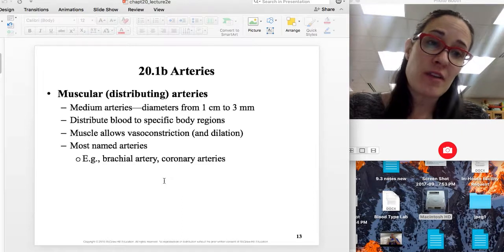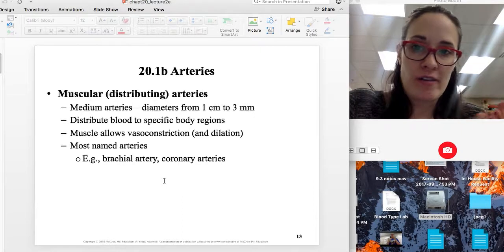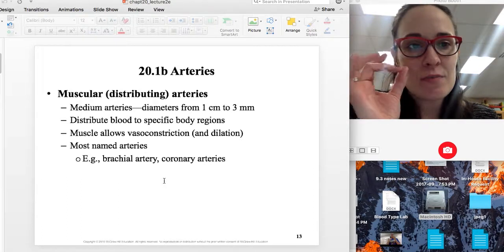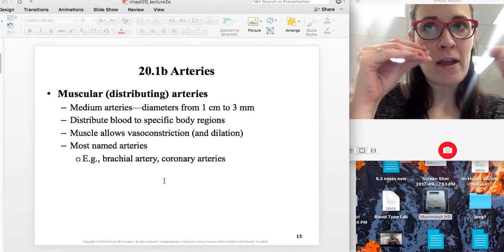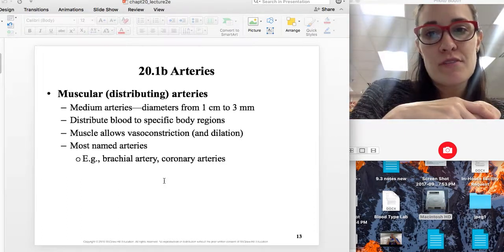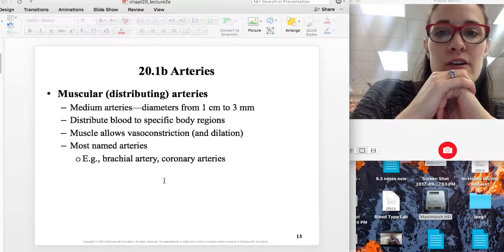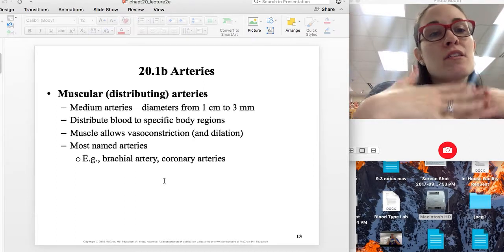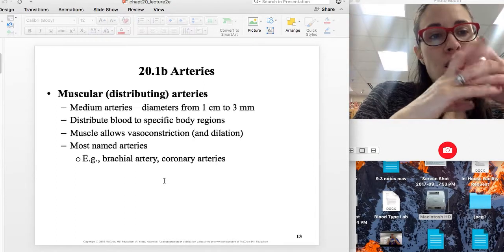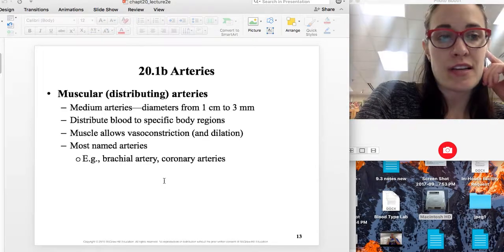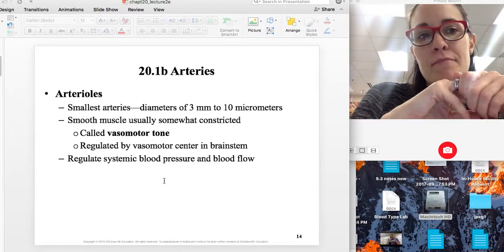So receiving blood from those arteries are your muscular arteries. They're medium in size, and they're very specific in their name. They have specific areas of the body that they give blood to, like the brachial artery would be an example of a muscular artery. And the muscles in their layer allow for vasoconstriction and vasodilation that can help adjust blood pressure as needed.